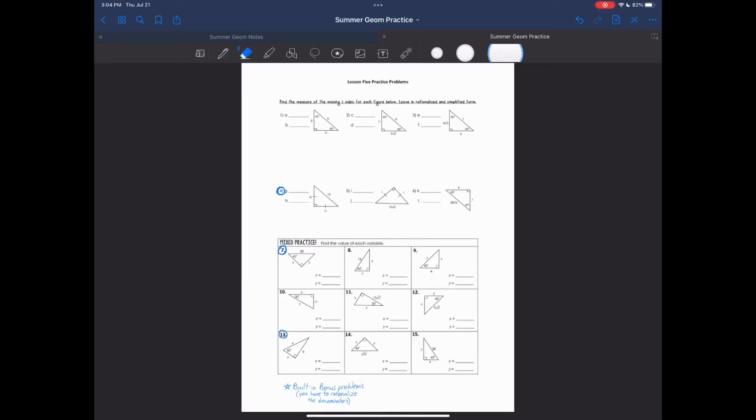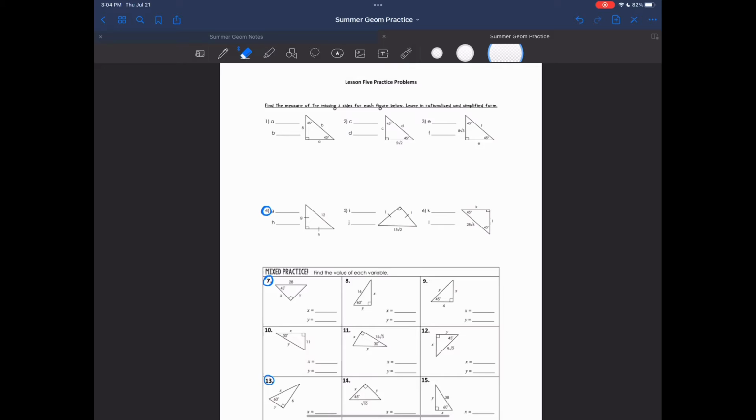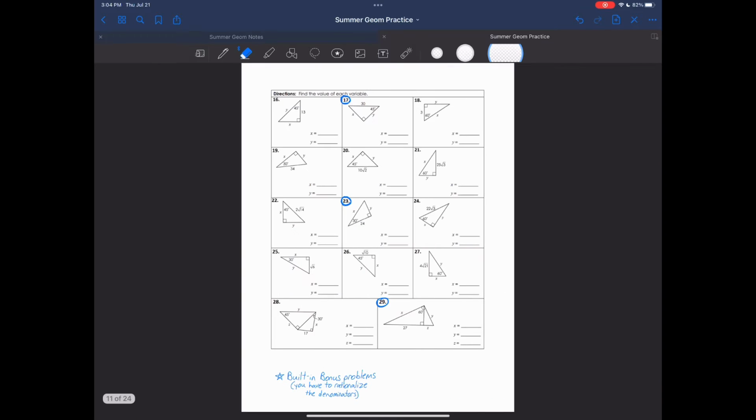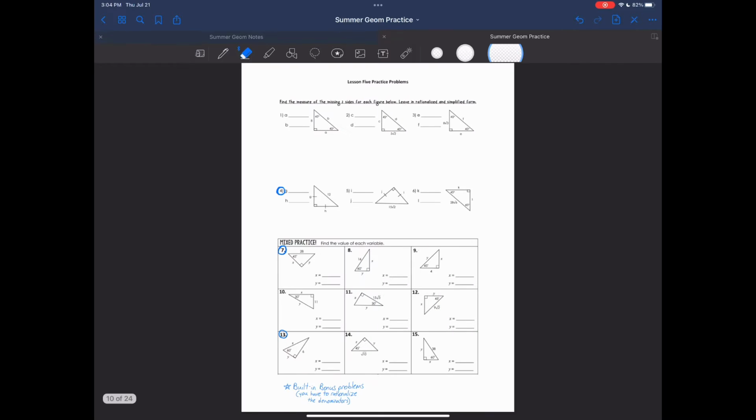All right, let's go over our lesson 5 practice problems over special right triangles. And there's a lot of them. There's 29 problems total, so we're going to go quickly through some of these. And I did circle, if you'll see these ones I circled in blue and put at the bottom, built-in bonus problems because you have to rationalize the denominators on these.